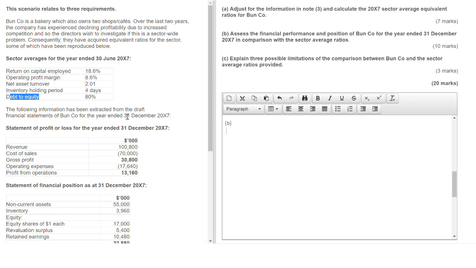Okay. Again, it's key when you're looking at part B to go through there and understand the industry and then also understand the bits and pieces of information as well as the information given within the financial statement. So I think the first bit to note is that we are a bakery which owns 2 shops and cafes. So there's 2 bits of information in there.